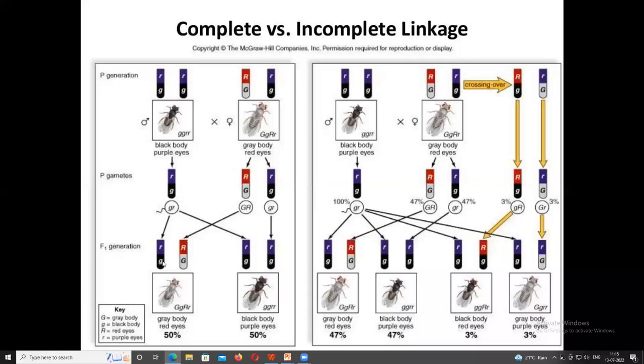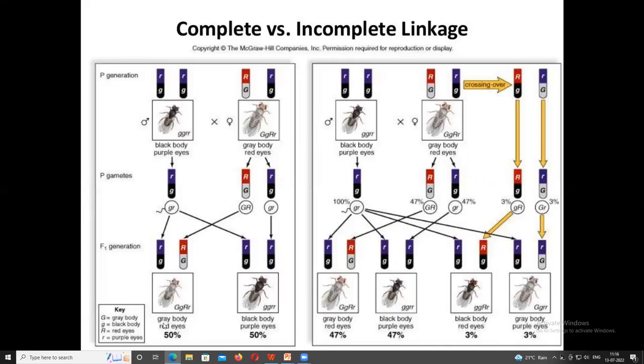So what will be the combination of the offspring? This gamete and this gamete make one pair, and this gamete and this gamete will come together into the other offspring. So what will be the phenotype of the offspring in this cross? We are getting capital R, small r, and capital G, small g.